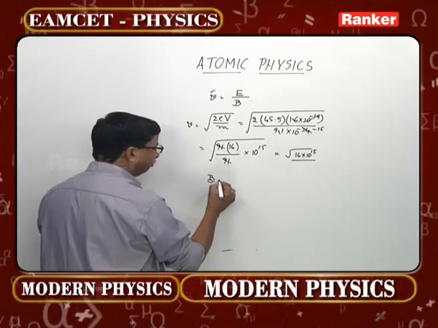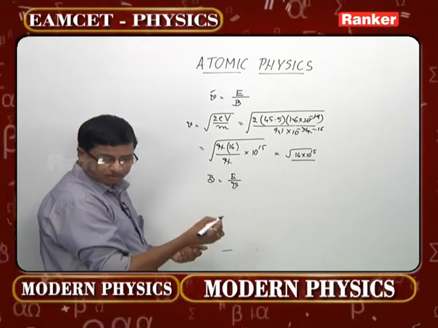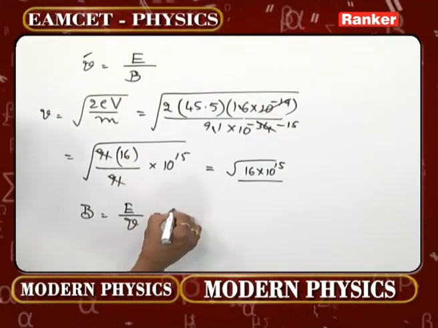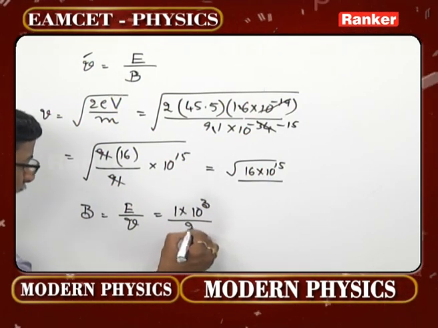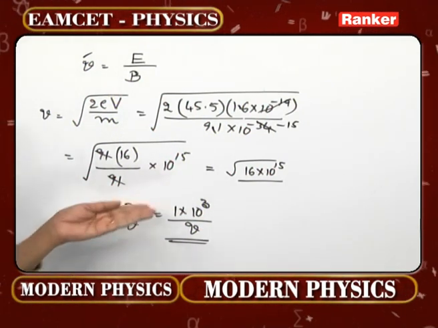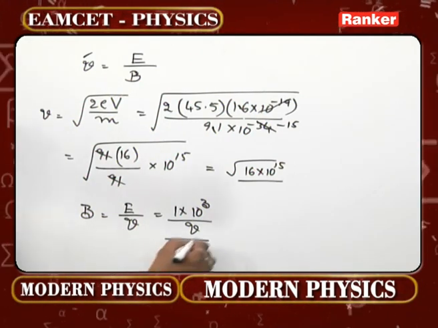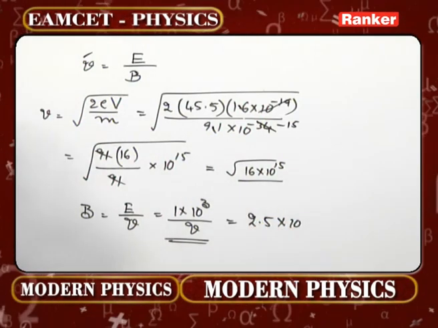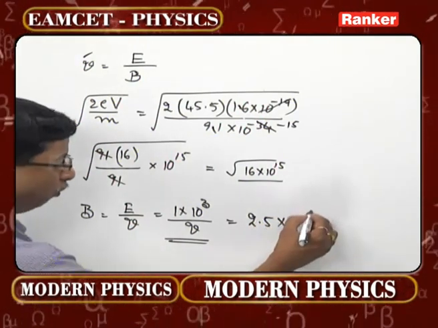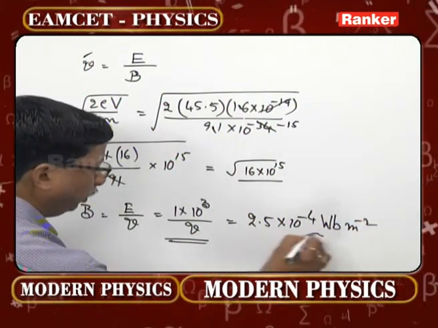What is the value of B we want? It is E by V. What is electric field strength mentioned that one? 1 into 10 power 3 he gave. By the value of V, whatever you are getting here, write that one and simplify the total lot. You will be now left with 2.5 into 10 to the power minus 4 Weber per meter square. That is the answer you are going to get.